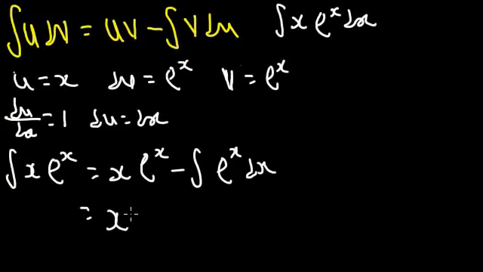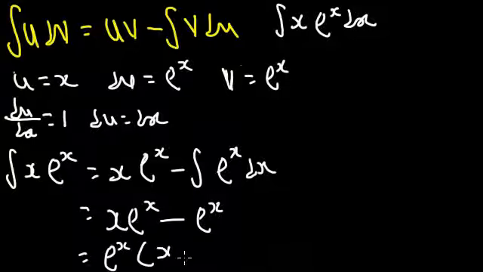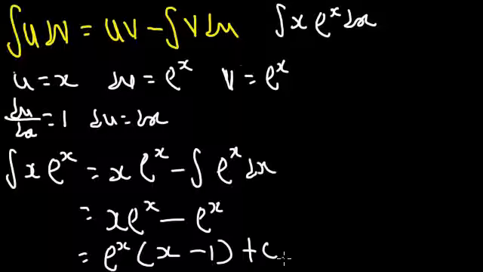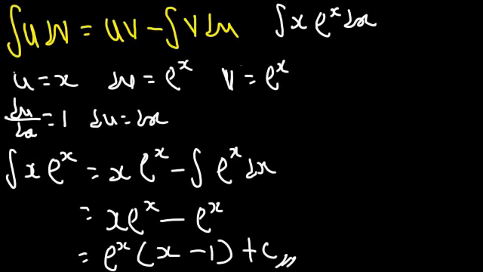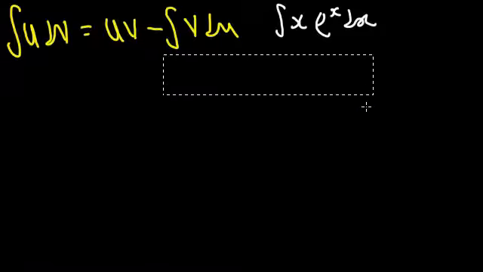So the final answer would be x e to the power of x minus the integral of e to the power of x, which is still e to the power of x, and we can factorize e to the power of x outside, and then we have x minus 1 plus c. So that's our solution to this problem. Am I communicating? Perfect. On to example number 6. So this was the 5th one. Come on to the 6th one.